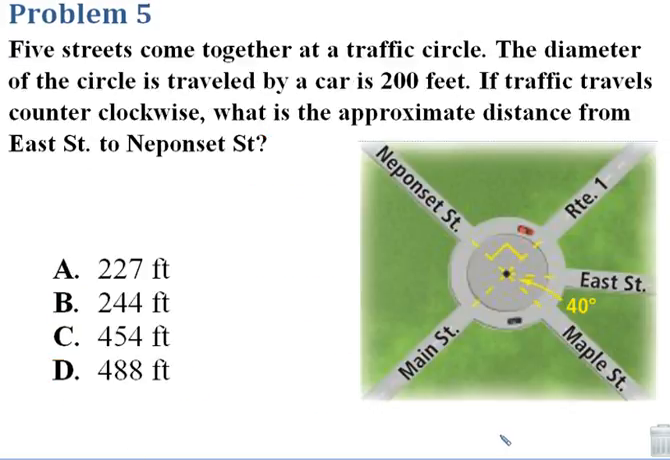Okay, our last problem deals with parts of a circle. It says 5 streets come together at a traffic circle. The diameter of the circle traveled by the cars is 200 feet. If traffic travels counterclockwise, what's the approximate distance from East Street to Composite Street, we'll say? So what's that distance? What this is asking here is we have East Street. We have a car that's going to enter here, and it's going to travel counterclockwise until we get to Composite Street, like this. And we want to figure out what distance the car is traveling here.